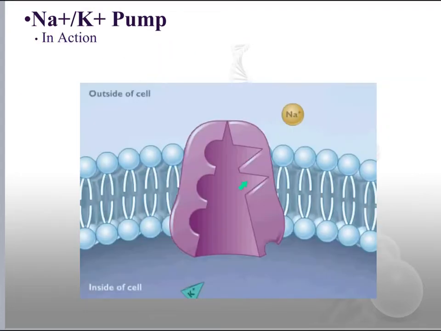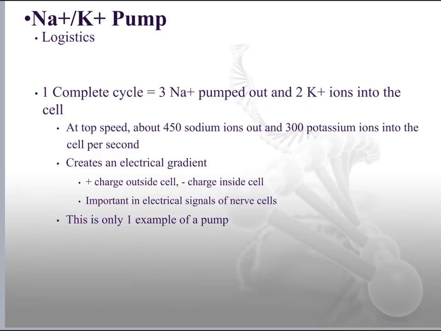This is a video, it won't load here in this app, but we will watch it in class so you can see it actually work in action. So, just some summaries of it. In 1 complete cycle, you have 3 sodium ions pumped out and 2 potassium ions pumped into the cell.